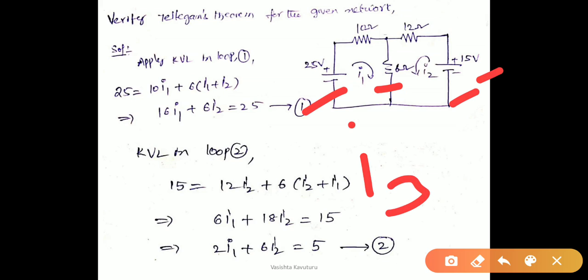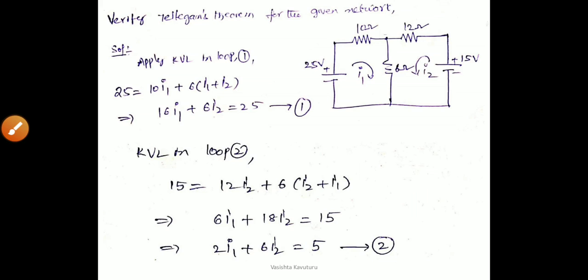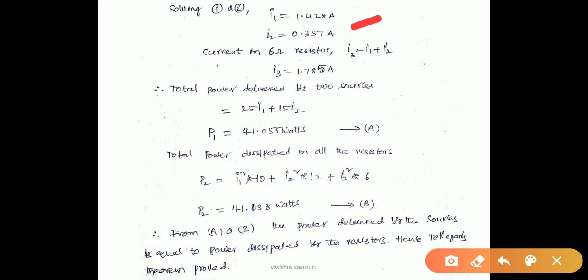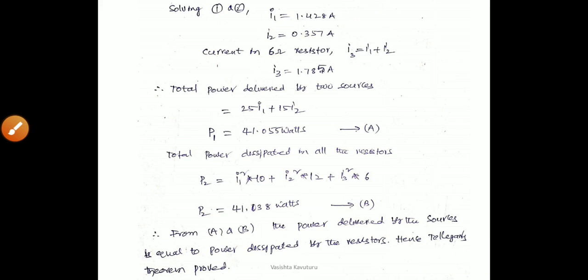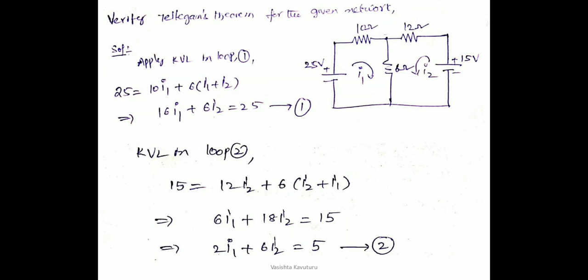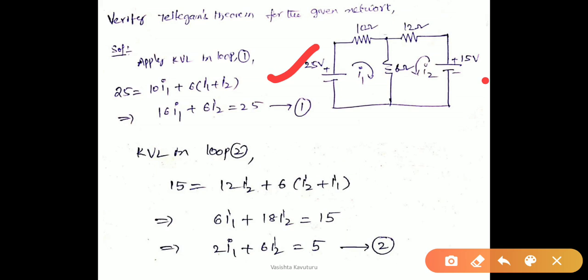By writing the KVL equations in the two loops and solving equations 1 and 2, we get the two currents I1 and I2. Upon getting the values of I1 and I2, the current in the 6 ohm resistor is the summation of the two currents I1 and I2. Therefore, we get the I3 current. After getting the three currents, we have to calculate the total power supplied by the two batteries.